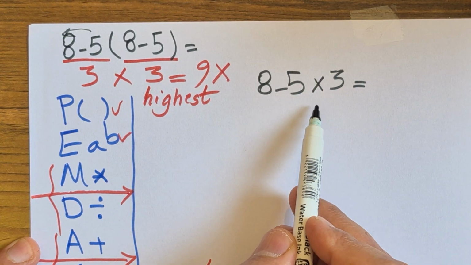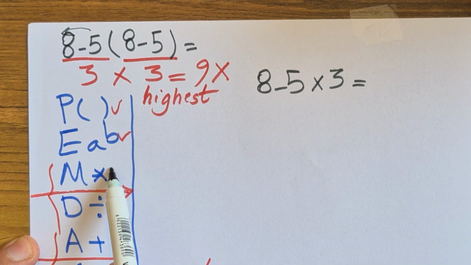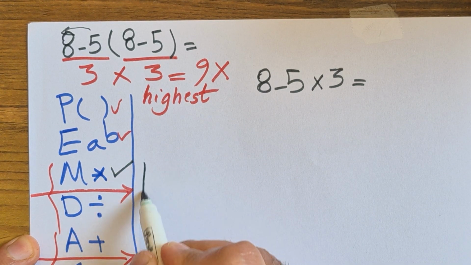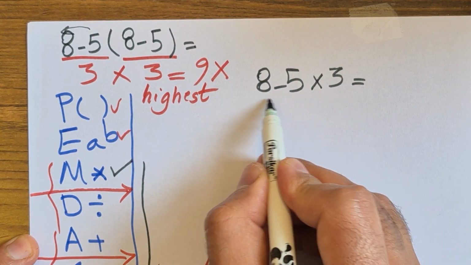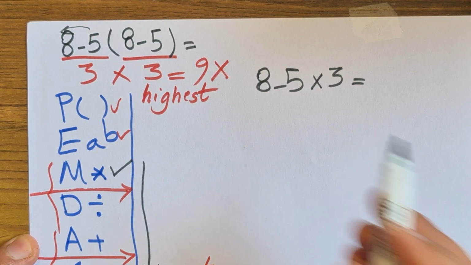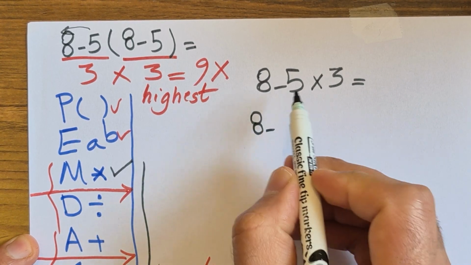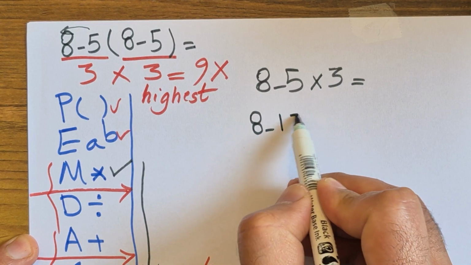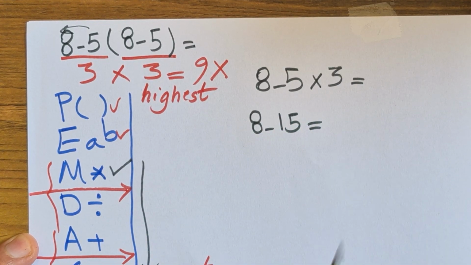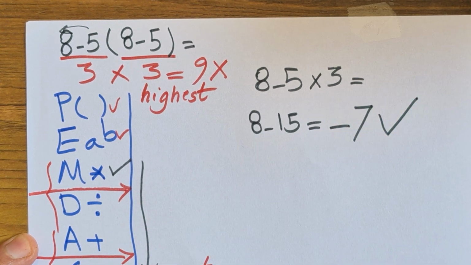We now have a multiplication and a subtraction. According to PEMDAS, multiplication has a higher priority than subtraction. You must do this first, not the first part. So you can't just go from left to right. Don't do this, please, for God's sake. So 8 minus 5 times 3 gives us 8 minus 15, which is minus 7. And that's the only correct answer.